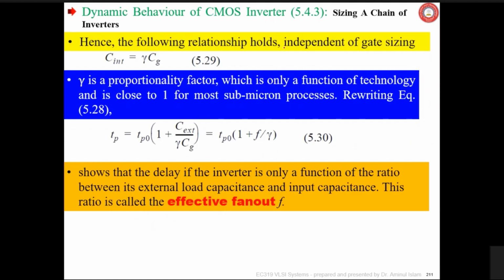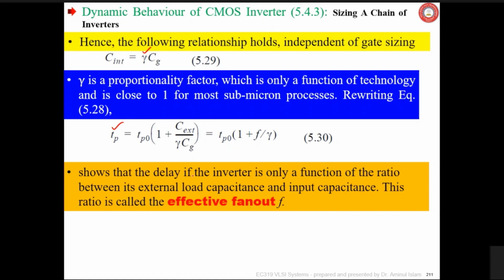Hence, the following relationship holds independent of gate sizing: C int equals gamma CG. Gamma is the proportionality factor, which is only a function of technology and is close to 1 for most submicron processes. Writing this equation, we can write Tp equals Tp0 within parenthesis 1 plus C external by gamma CG, which equals Tp0 times 1 plus F by gamma.